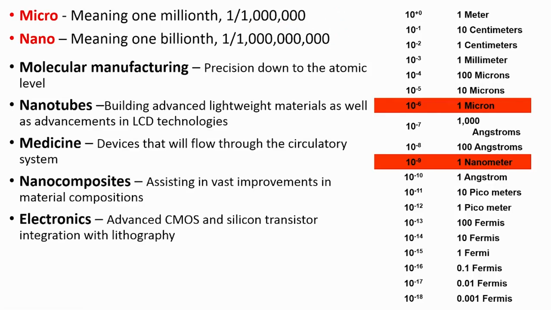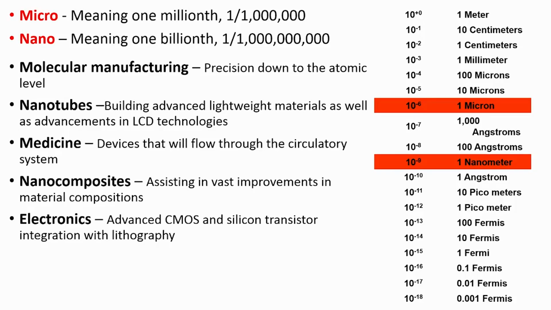Now, when you talk about molecular manufacturing, it is precision down to the atomic level. You have several systems which can help you deposit a layer atom by atom. Nanotubes are used in building advanced lightweight materials, as an advancement in LCD technologies. There is a lot of advancement here. You can see that from the CRT to the LCD that we use today, that is a huge improvement, particularly because of the lightweight materials and advanced technologies.